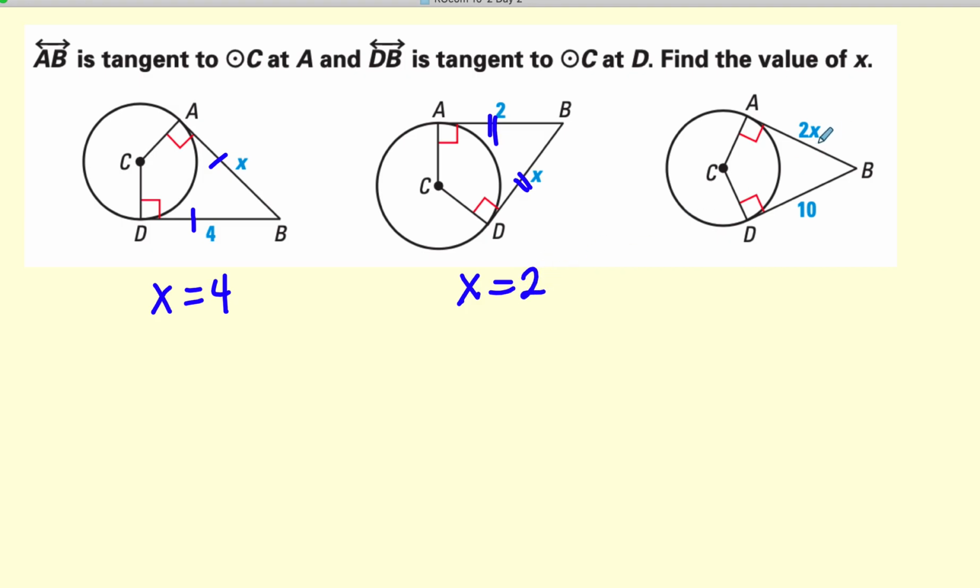And this is a little harder. This tangent segment will be congruent to this one. We got to do a little bit more algebra. And then this is x is equal to 5.